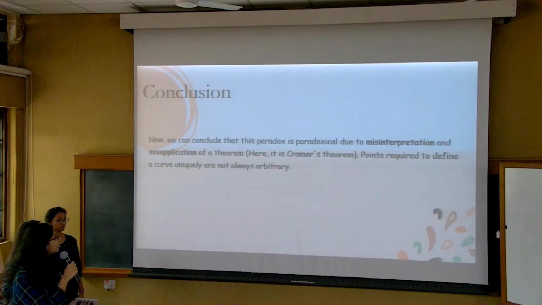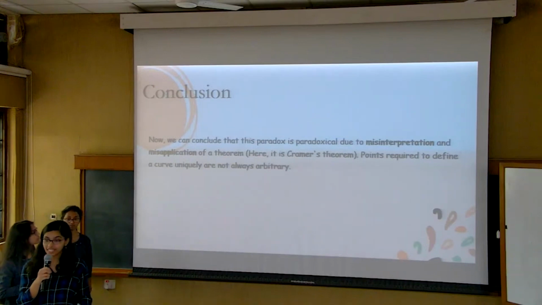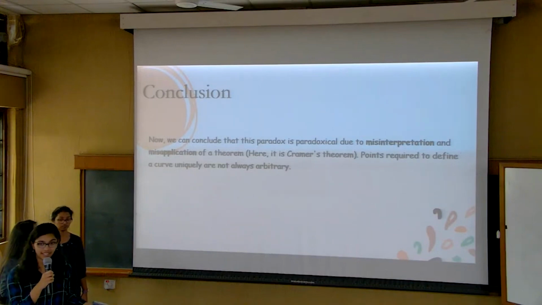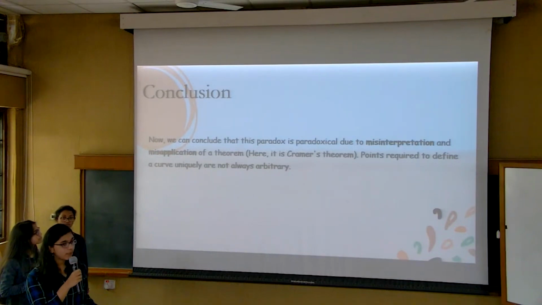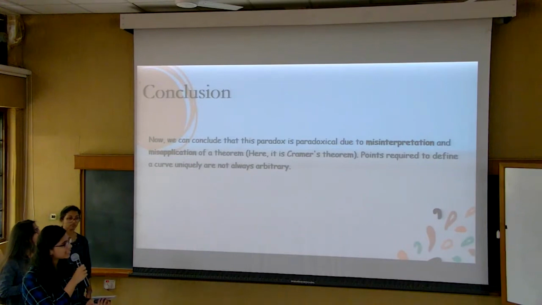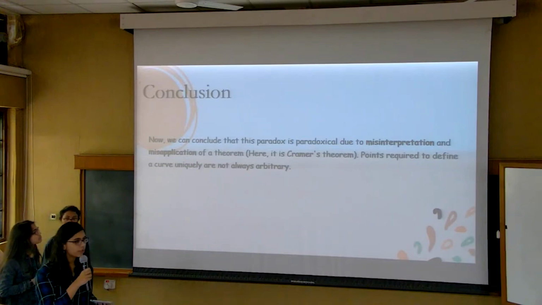Now, in conclusion, we can say that this paradox is indeed a paradox due to misinterpretation and a misapplication of a theorem, in this case, Cramer's theorem. Points used to define a curve uniquely are not always arbitrary, and this paradox is basically inconsistent for most of the cases that we'll encounter.